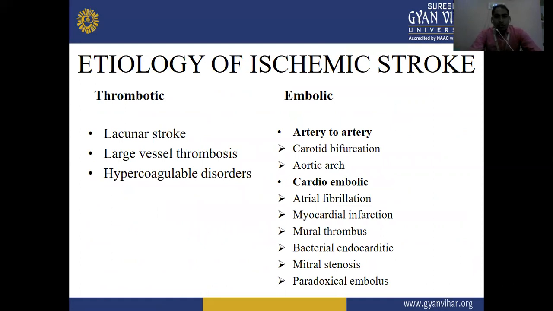Next one is etiology of ischemic stroke. First one is thrombotic ischemic stroke, and second one is embolic ischemic stroke. Thrombotic causes include lacunar stroke, large vessel thrombosis, and hypercoagulable disorders. Embolic causes include artery to artery emboli from the carotid bifurcation and aortic arch, and cardioemboli like atrial fibrillation, myocardial infarction, mural thrombosis, bacterial endocarditis, mitral stenosis, and paradoxical embolism.